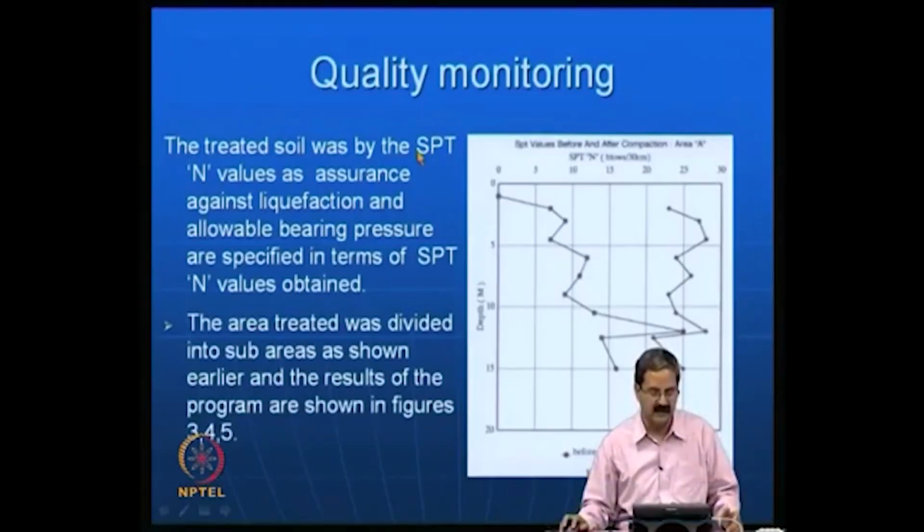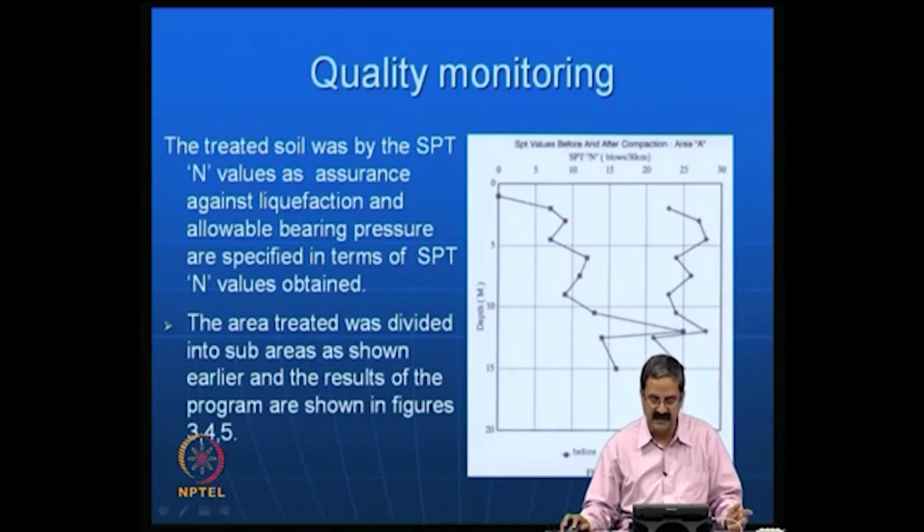You can see that the treated soil was assessed in terms of the SPT values, because that is an assurance: if the contractor does that work, you have to see that you get this number. So the quality assurance program consisted of having SPT values more than what is required. For example, you can see that this is the before, it was like this, whereas it was consistently about 20, which is reasonable.